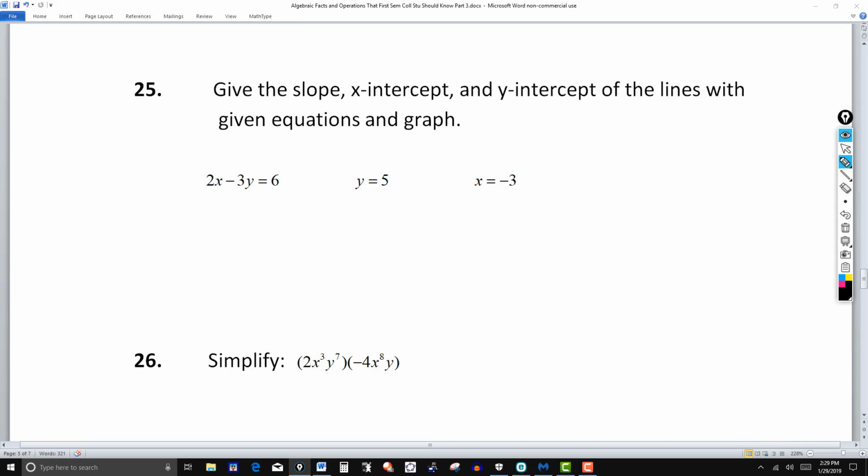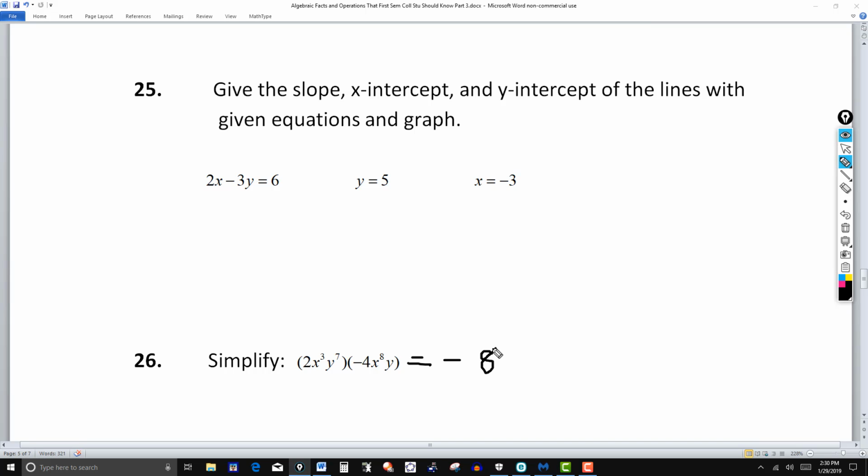Again, this is just basic multiplication of monomials. Multiply the coefficients with the coefficients, and then the x's and the x's, the y and the y. And here the main thing is to remember that for laws of exponents, when you're multiplying powers of the same base, you add the exponents. Okay, so here we just multiply the 2 and the negative 4. That's a negative 8.